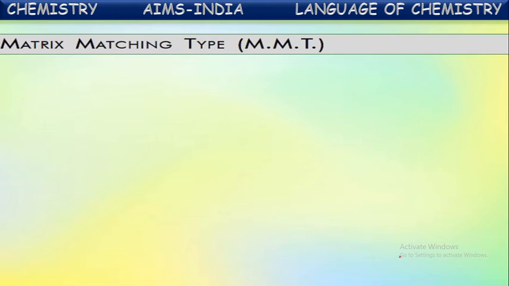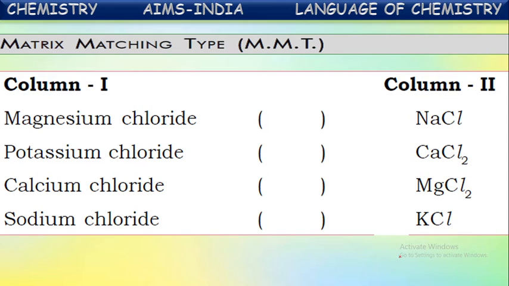Next, matrix matching type questions. See here they have given 2 columns. Each item in column 1 has one or more than one correct matching in column 2. Observe once carefully and select those. See the first one, magnesium chloride. Can you write the chemical formula of magnesium chloride?